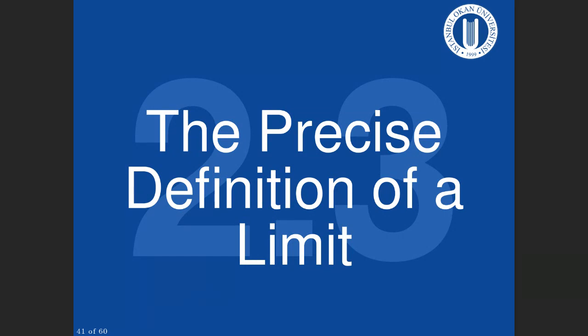And now let's continue. Section 2.3 is the precise definition of a limit. Now, some people say that this is the most difficult topic in Calculus 1. So don't worry if you don't understand everything in the next part of the lecture straight away, but just keep reading this in the textbook, keep re-watching the lecture, and you will get it.